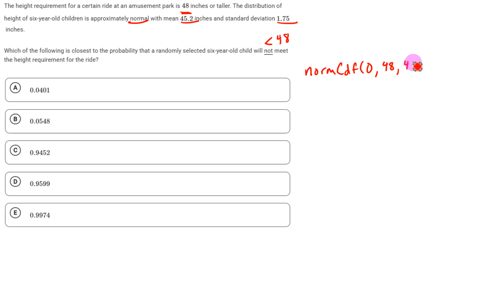So our mean is 45.2, and our standard deviation is 1.75. If this had some sample size, then we'd have to do something with this 1.75, but this is just a good old-fashioned one. And I believe if we do this, we should get 94.9452. Okay.